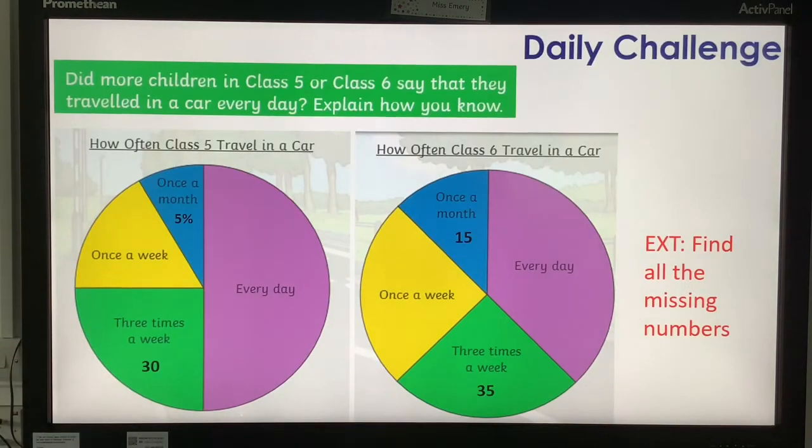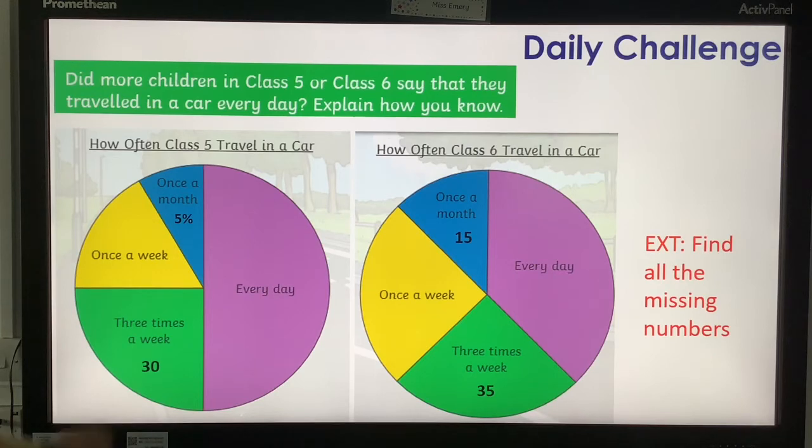So this is your challenge for today. It says, did more children in class 5 or class 6 say that they travelled in a car every day? Explain how you know. Then your extension, find all the missing numbers. So you need to answer your question at the top, but you then need to work out each of these segments. Enjoy. I'll go through the answers in a second.